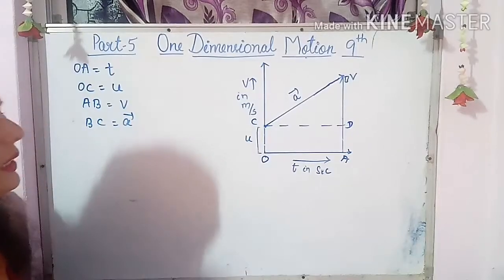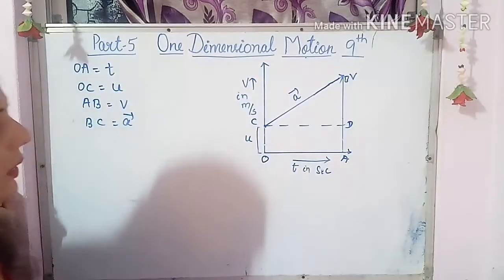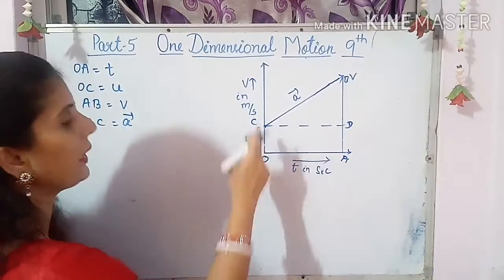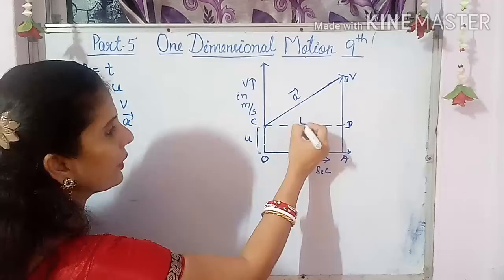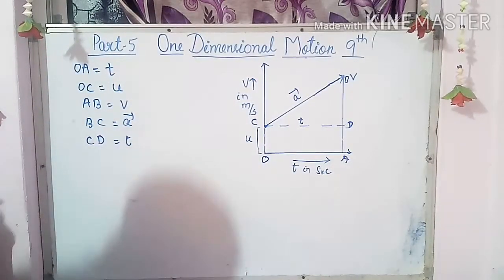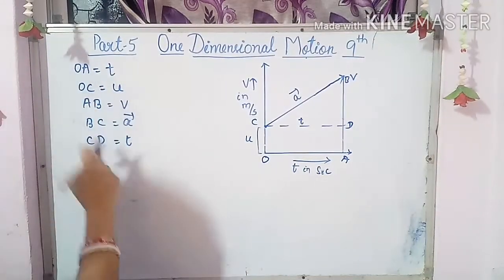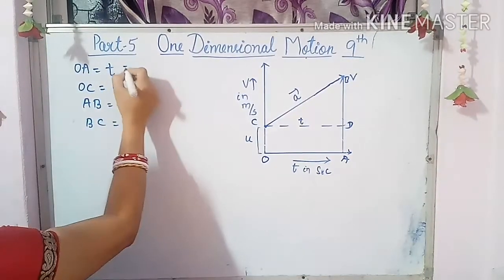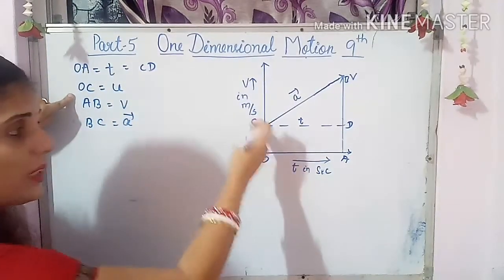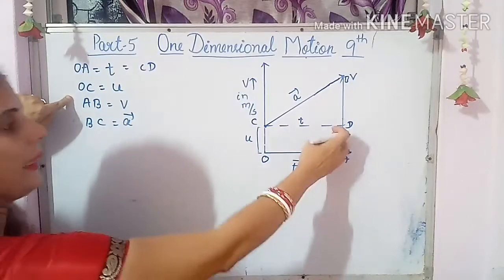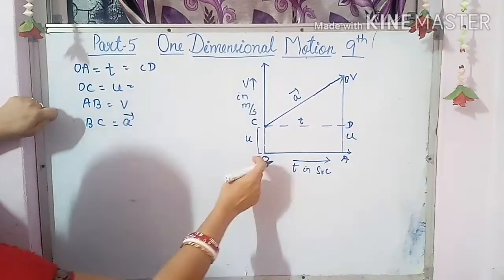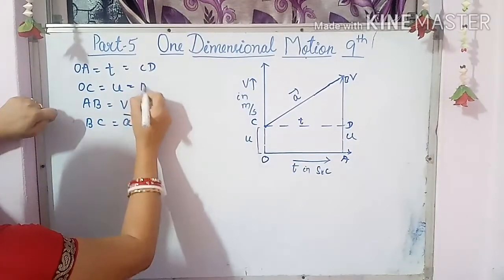So children, you can see that I have taken D here. Now it is parallel to OA. So if OA is T, then simply you can write CD also T. Now U, as OC equals U, you can write AD also equal to U, because it is a rectangle. So OC equals U, and that equals AD also.